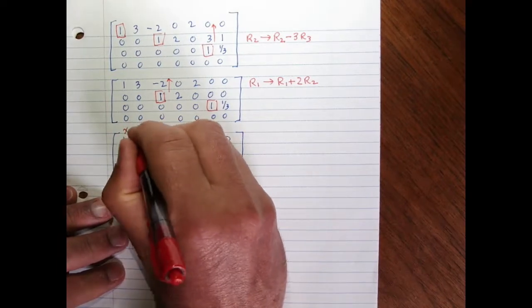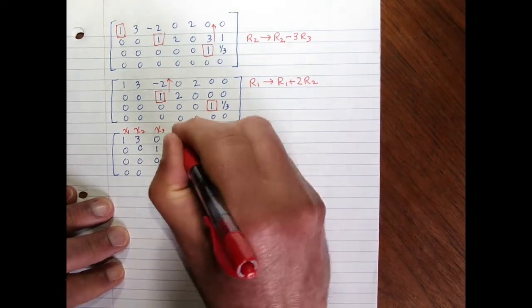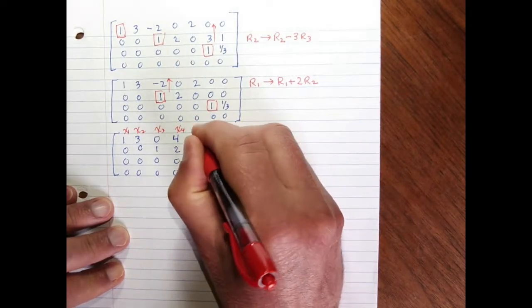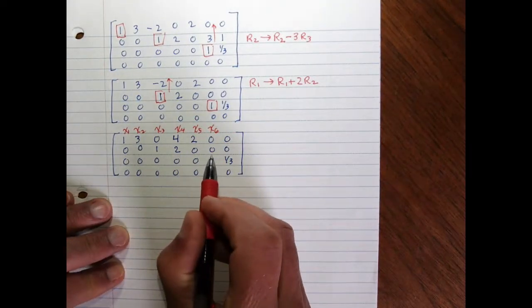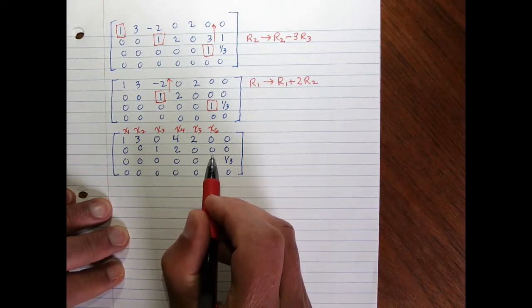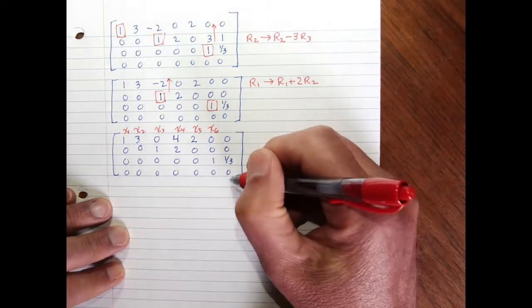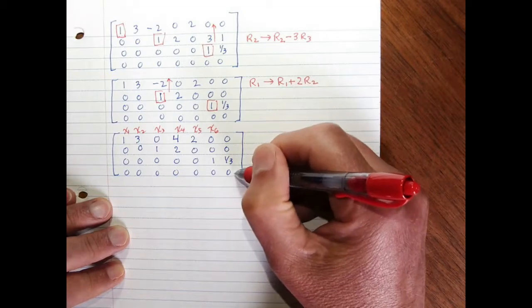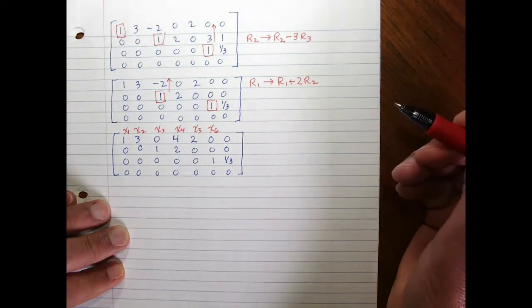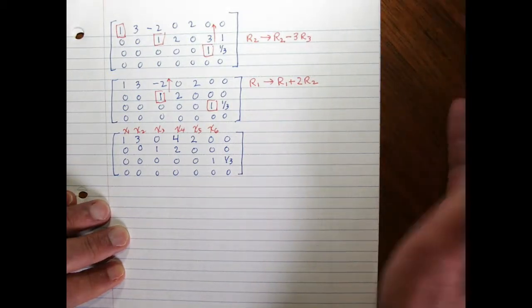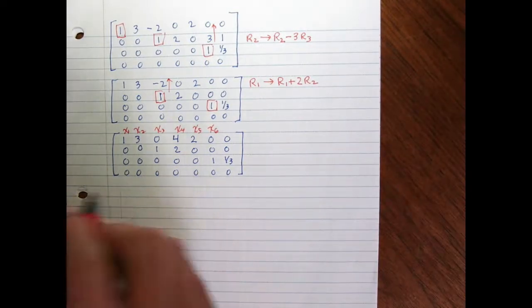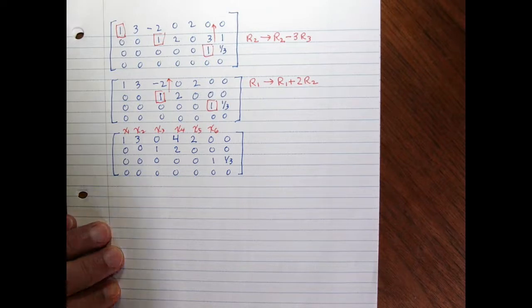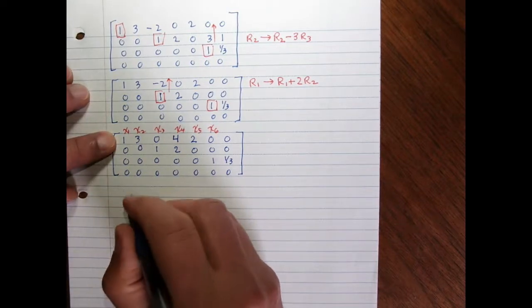The variables were x1, x2, x3, x4, x5, and x6. And each of those first 6 columns correspond to coefficients of those variables. Remember, the last column in the augmented matrix corresponds to the constants on the other side of the equations. So I'm going to write the equations that we have now. We have gotten to this point.